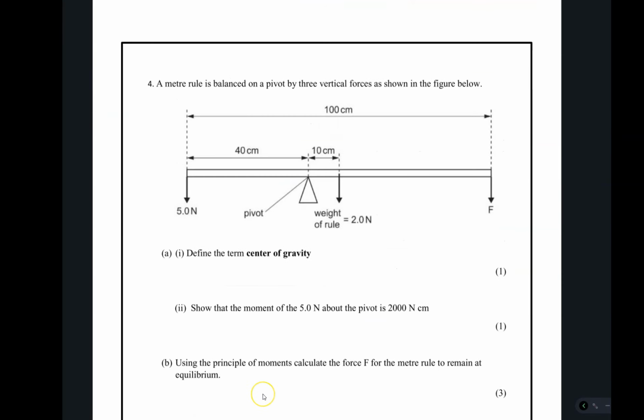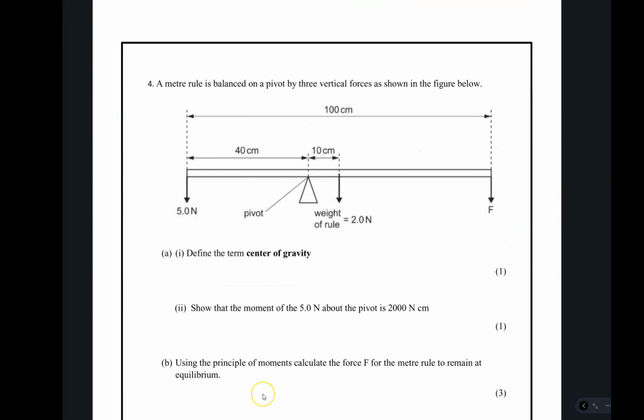Question number 4. Here I brought the concept of the principle of moments, and you ought to prepare as well how to answer questions on the principle of moments. And you can see here we are told that a meter rule is balanced on a pivot by 3 vertical forces as shown in the diagram below.